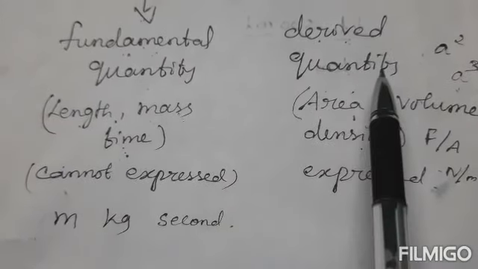Now we can see the definition. Quantities which cannot be expressed in terms of any other physical quantities are called fundamental quantities. The example for fundamental quantities: length, mass, time, temperature, etc. Now the quantities which can be expressed in terms of fundamental quantities are called derived quantities. Example: area, volume and density. So we have learned the definitions for fundamental and derived quantities with examples.